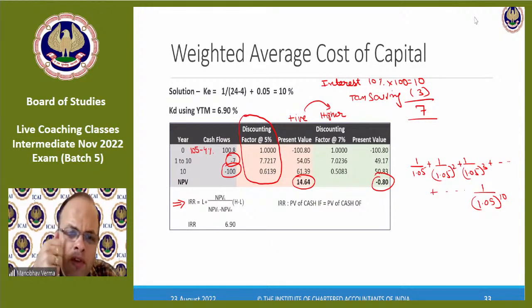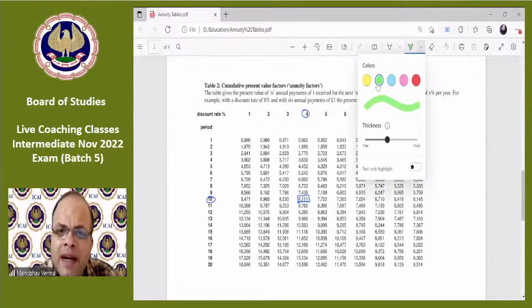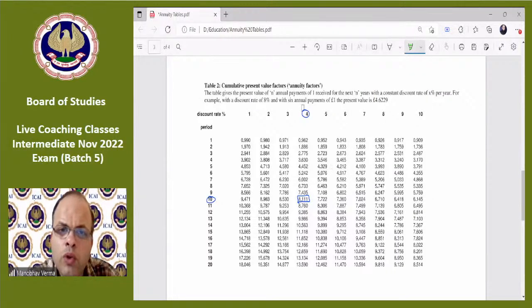We are talking about 5%, where we are getting 7.72, and 7%, where we are getting 7.02. Let's see if we have something similar in an annuity table. I will be highlighting the factors in green, guys. Look at this: these are cumulative present value factors. 5% I've highlighted on the top, 7% I've highlighted on the top, and we are looking for 10 years, which is in the period column. So you can look at this 7.72 and 7.02, guys, which I'm highlighting in green for everyone.